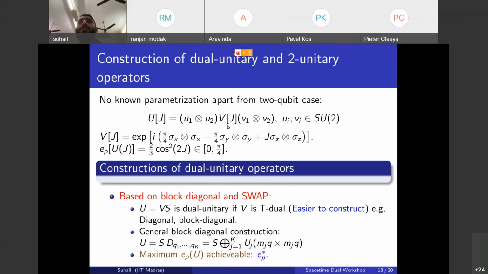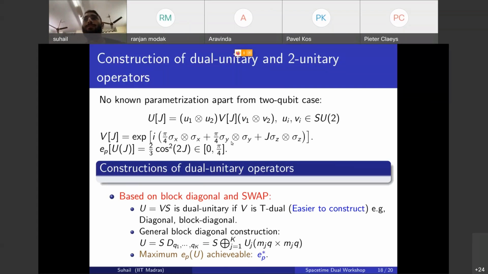So in the 2-qubit case, a general dual unitary gate can be written in terms of this V of j, where this is pi by 4, pi by 4, and j, and is essentially the XXZ trotterized integrable chain. Then you have these SU2 gates in between. In this case, the entangling power depends on just j. So there's just one parameter line, and this parameterization exhausts all possibilities for dual unitaries.